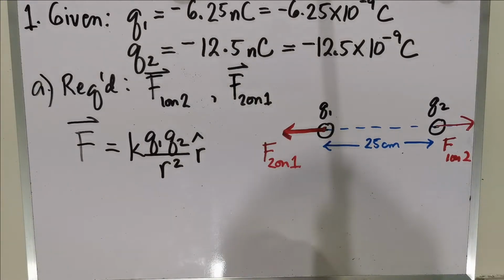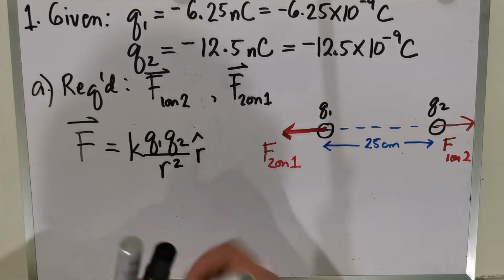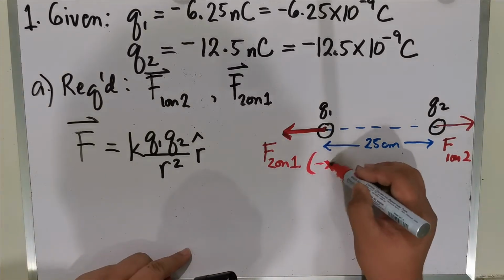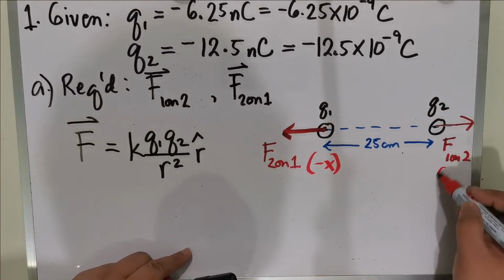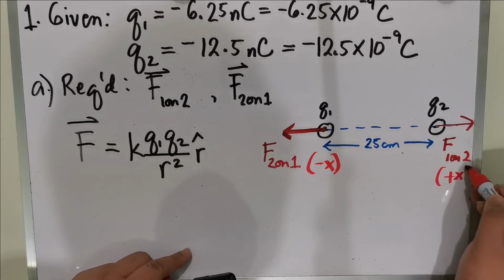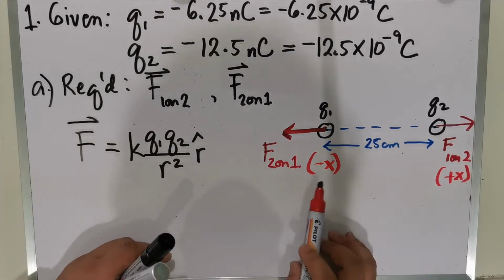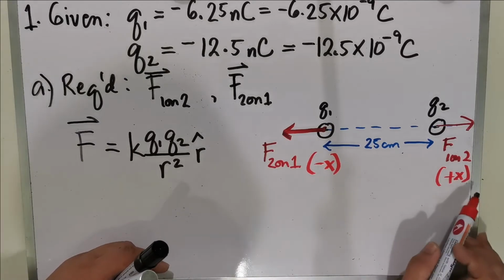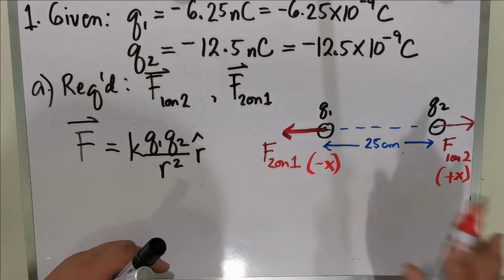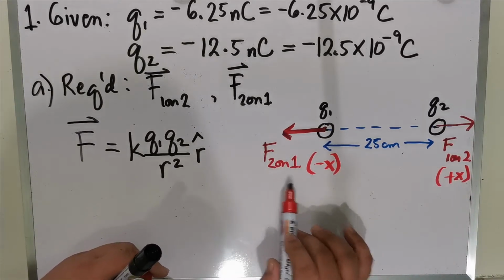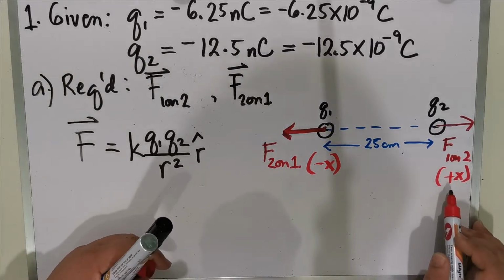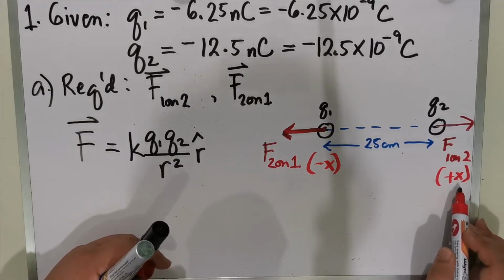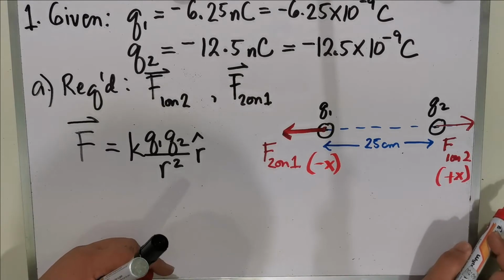So we can say that F2 on 1 would be on the negative X, while ang F1 on 2 would be on the positive X, and that would be denoted by the negative I hat for F2 on 1 and the positive I hat for F1 on 2. So muna ni ang ilang corresponding na direction.